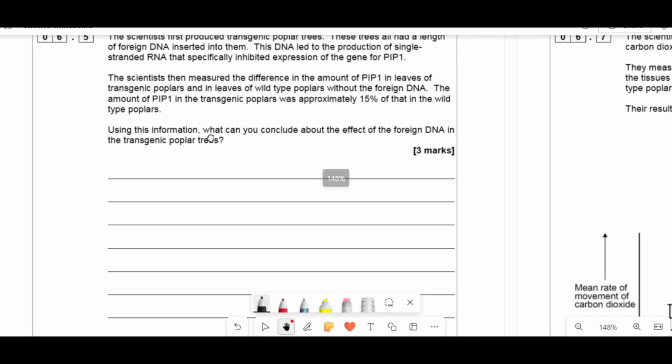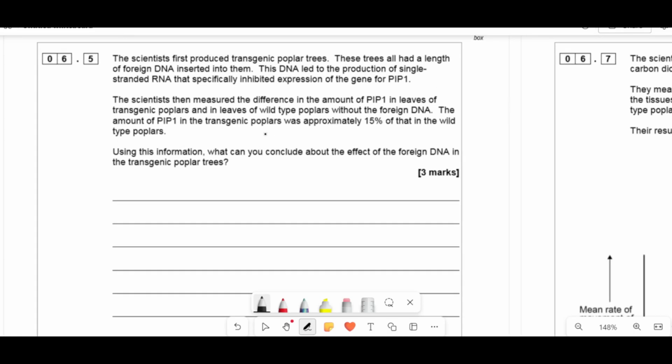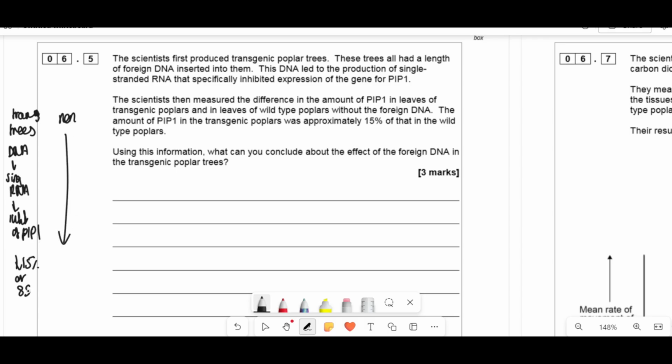So there's a lot going on here, but just scribble down the stories side by side, right? So we've got the transgenic PIP1 trees, and then the non-transgenic, right? So these have the DNA that's foreign, and that leads to single-stranded RNA, and that leads to inhibition of PIP1. These do not. And then for some reason, these have 15%, or 85% less PIP1, right? So here then, we need to conclude the effect of having this foreign DNA. Well, first of all, we need to figure out how this single-stranded RNA works. Single-stranded RNA then inhibits the expression of it.